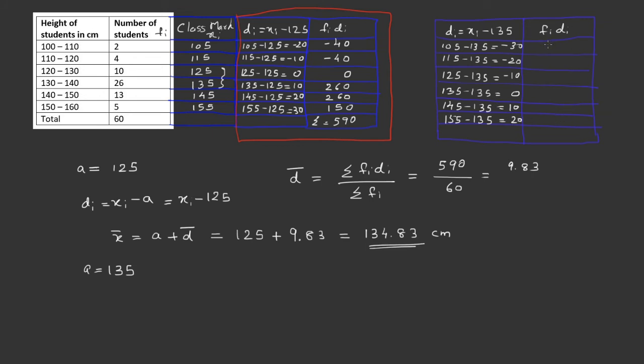I need to calculate fi di. Minus 30 into 2, minus 60. Minus 20 into 4, minus 80. Minus 10 into 10, that is equal to minus 100. 26 into 0, 0. 13 into 10, 130. 5 into 20, 100. The sum is minus 10.